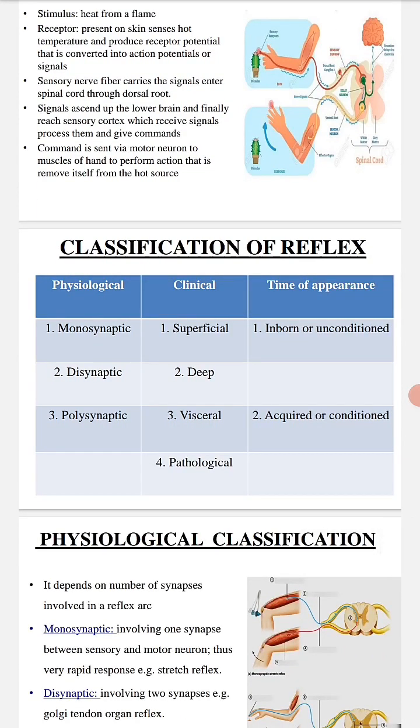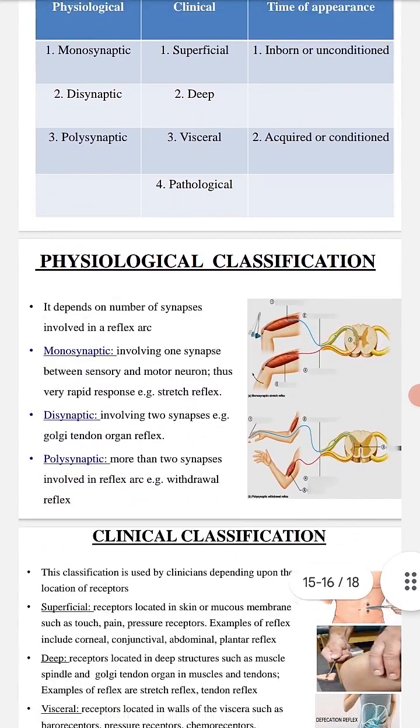Classification of reflex. It is classified on the basis of physiological, clinical, and time of appearance. Monosynaptic, superficial, inborn, or unconditioned. Disynaptic, deep. Polysynaptic, visceral, acquired, or conditioned, and it might be the pathological type. Physiological classification depends on the number of synapses involved in a reflex arc. Monosynaptic involves only one synapse between the sensory and motor neuron, thus a very rapid response, as in the stretch reflex. Disynaptic involves two synapses, for example the Golgi tendon organ reflex. Polysynaptic involves more than two synapses in the reflex arc, for example the withdrawal reflex.